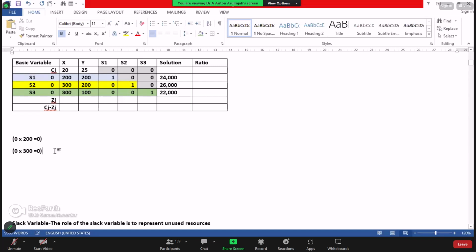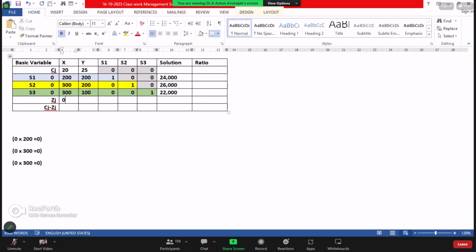Right? And this third 0 has to multiply by this 300. That is also 0. After that, we have to add all these three: multiplication of this, multiplication of this, multiplication of this. Add all these three values. That is also 0.